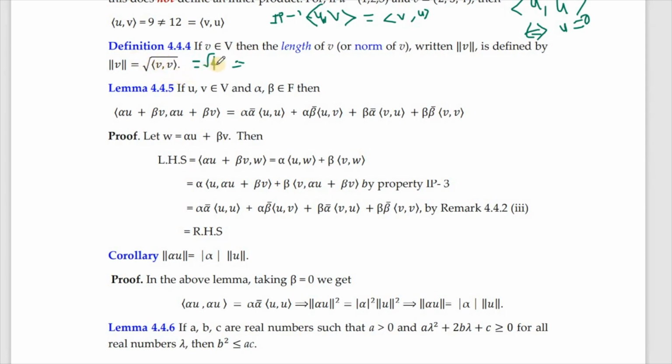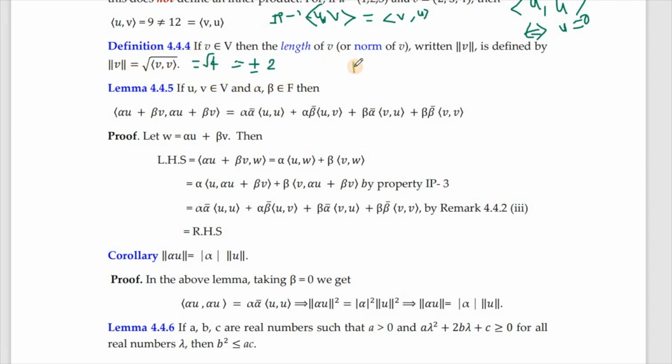Suppose the inner product of v with itself is, say, 4. Then the square root of 4 is plus or minus 2, but being a length we have to consider the positive value. When v itself is 0, of course you will have 0. So this norm is always a non-negative number. The norm of a vector is always a non-negative number.